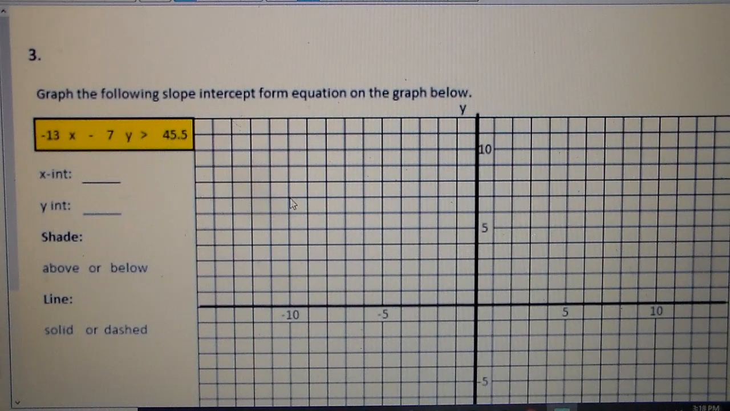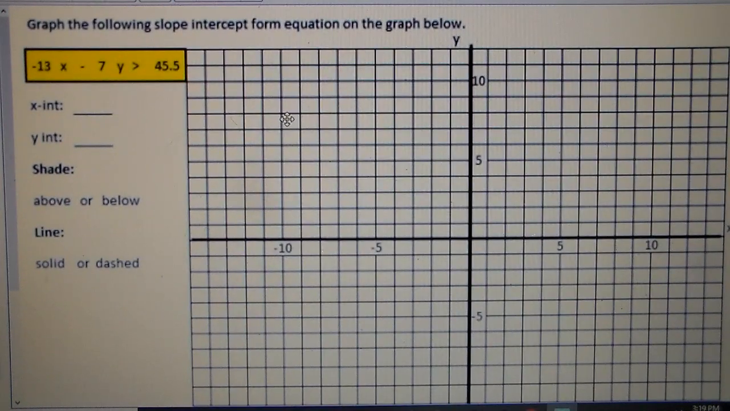Alright, let's try another one. Number 3. So we have negative 13x minus 7y is greater than 45.5. To find the x-intercept, we plug a 0 in for y, so negative 7 times 0 is 0, so we delete it. Negative 13x is greater than 45.5.